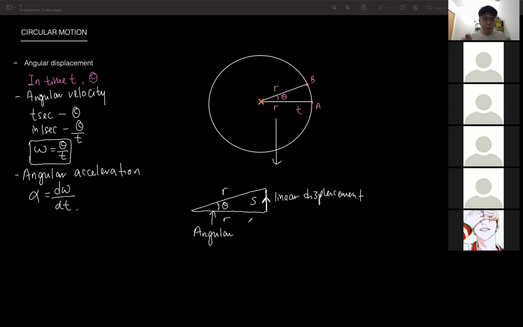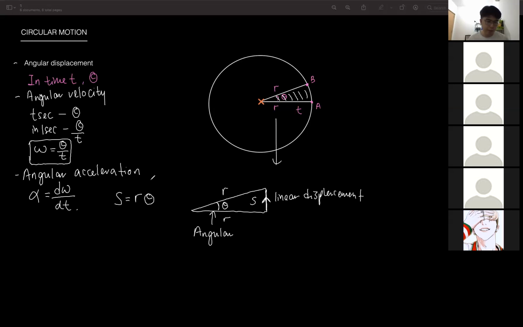So we want to know here, what is the relation between angular displacement and linear displacement? What is the relation between these two? Using geometry, the rules of angles, we know that S is the length of arc, the circumference, S equals R theta. It applies for a sector of a circle.